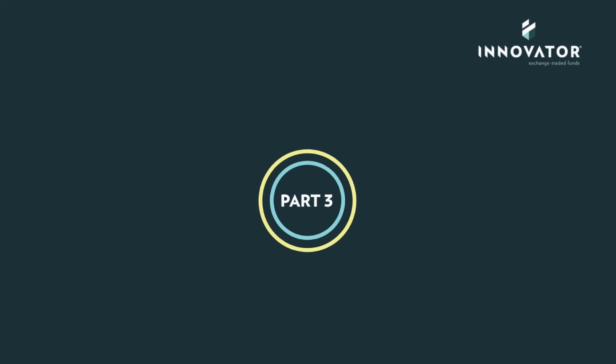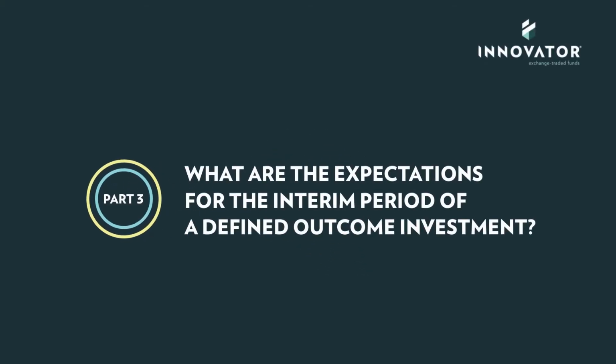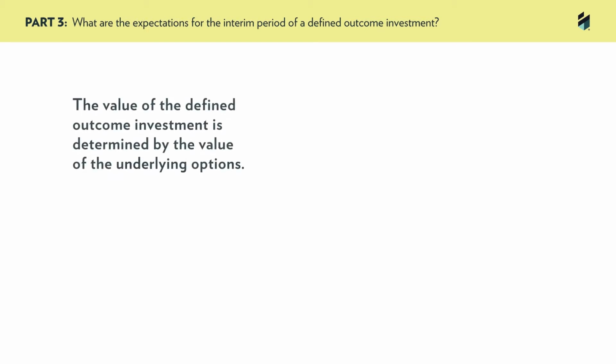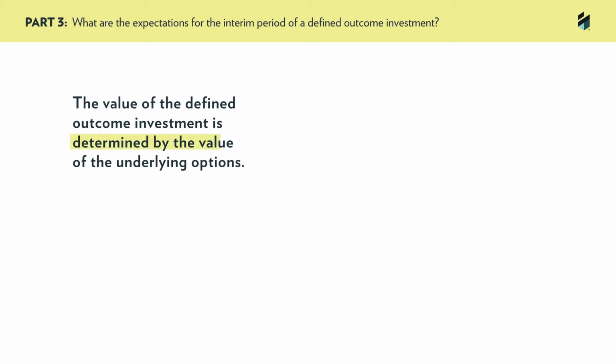Part 3. Defined Outcome Interim Period Experience. The buffer and cap of a defined outcome are based on the full outcome period. This means the defined outcomes are a function of the index level at the start of the outcome period and its level at the end of the outcome period, when the options expire. Throughout the outcome period, the value of the ETF portfolio is determined by the value of the underlying option contracts.